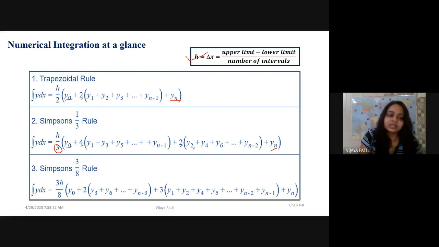Now Simpson's 3/8 rule is 3h by 8, times y0, my first term, and the last term, whereas this bracket is 2 times. If you observe y3, y6, and so on up to n minus 3, these are the multiples of 3. So 2 times all the terms which are multiples of 3, like y3, y6, y9, y12, and so on, will appear in this bracket with coefficient 2, and the rest of the terms will be there with 3 times. So this is Simpson's 3/8 rule.